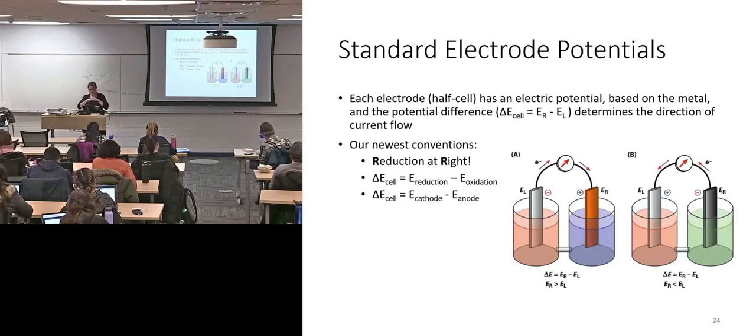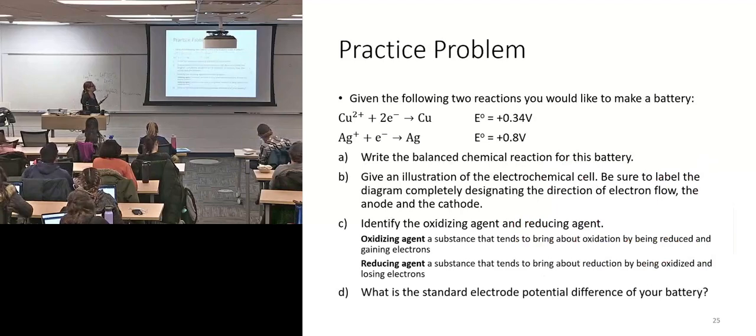So up next, we have a practice problem. Okay, so we're going to jot this down quickly. You're given the following two reactions. Note, these are both standard reduction potentials. They're both written as reduction right now. Obviously, one of them isn't going to get reduced, okay? So this isn't the direction for both of these reactions. Given the following two reactions, you want to make a battery out of copper and silver, okay? Write a balanced chemical reaction for this battery.